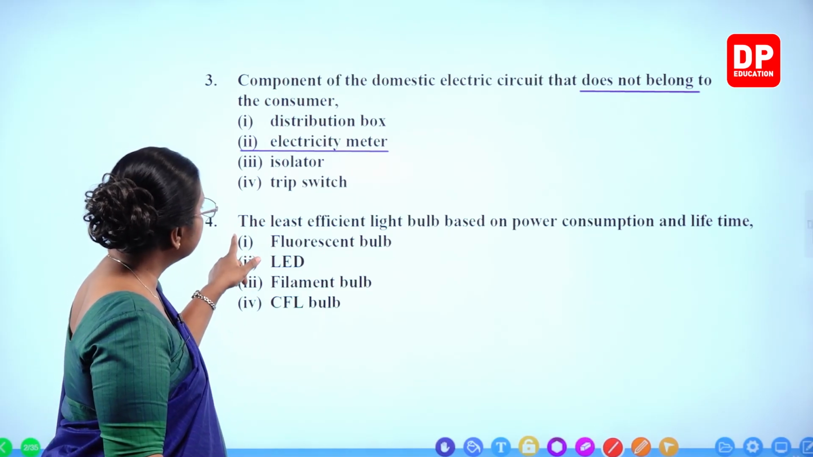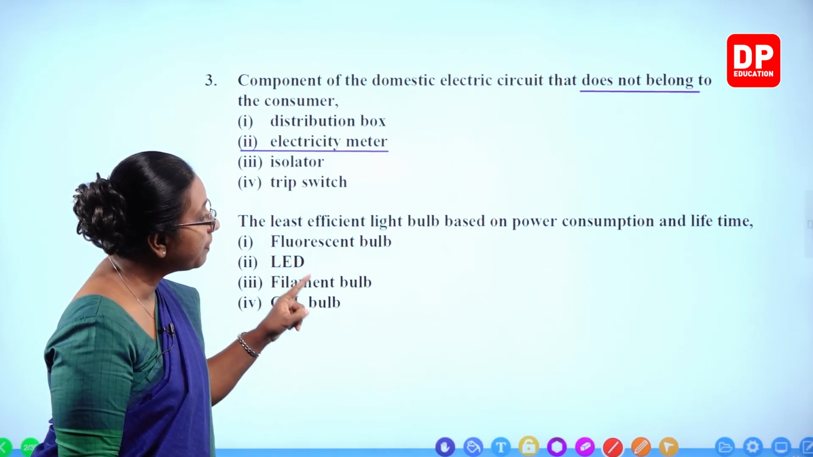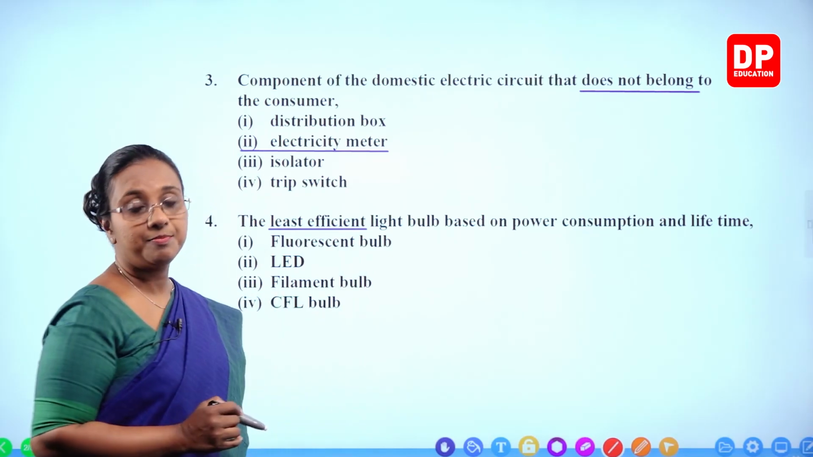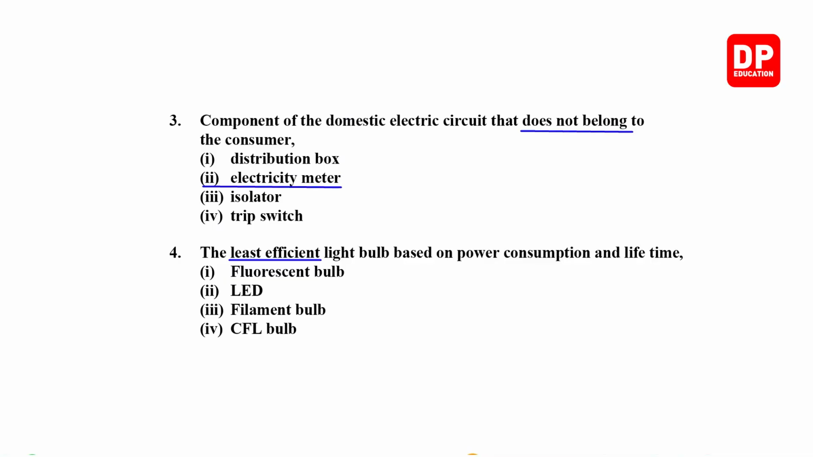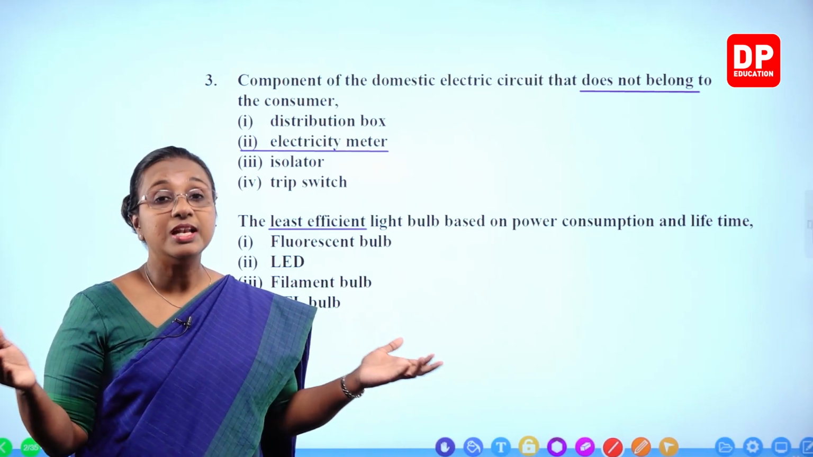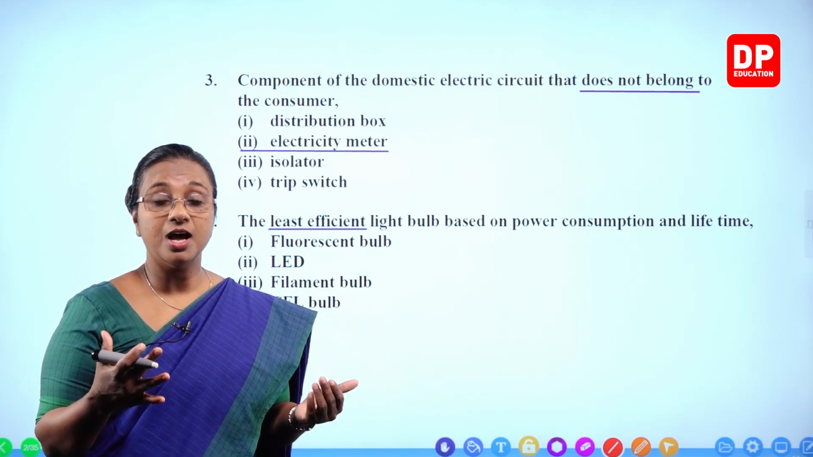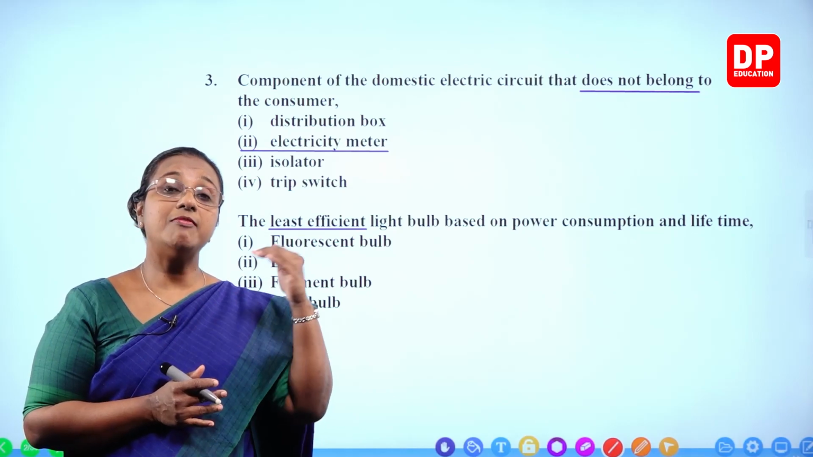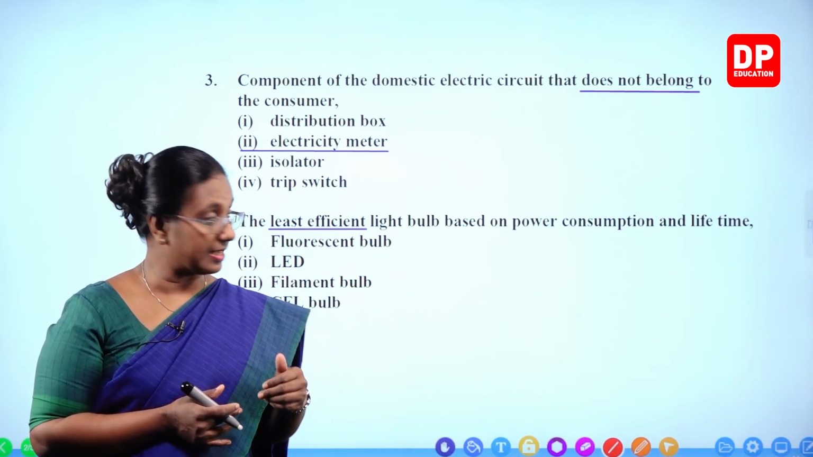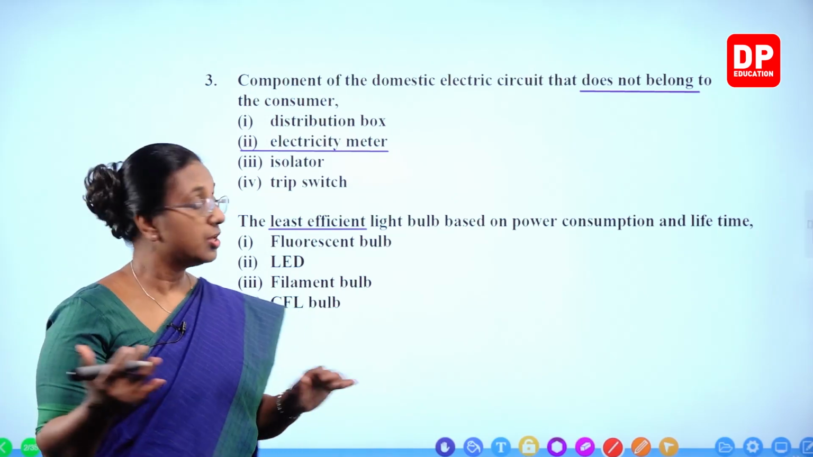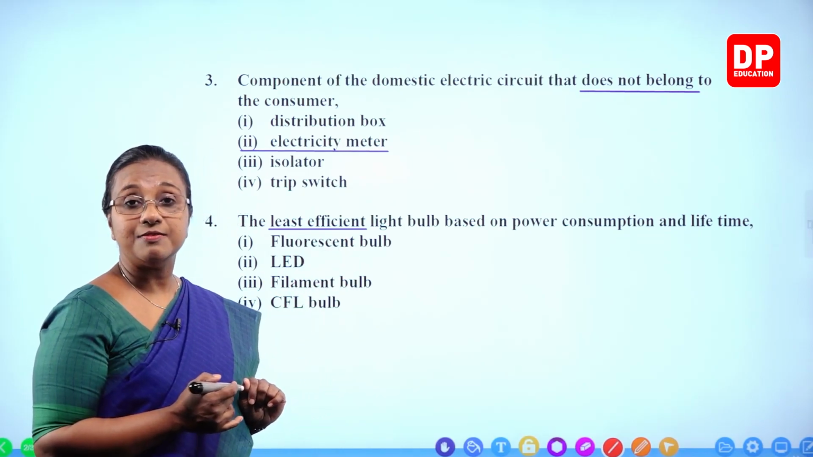Then, the least efficient light bulb based on power consumption and lifetime. Here you have to see least efficient. That's very important. In these light bulbs, electricity is converted to light energy. All of them are used for the same purpose, to light up the area. So, what are the two things we consider? One thing is the power consumption. If the power consumption is high, efficiency is less. And also the lifetime. If the lifetime is less, efficiency is less. So, here we need to find the least efficient bulb.